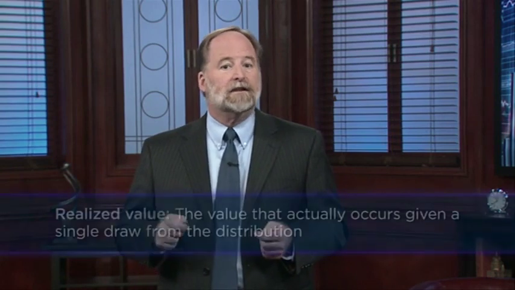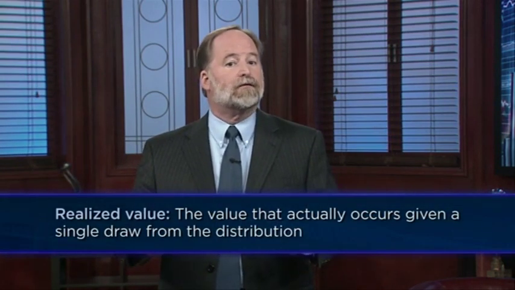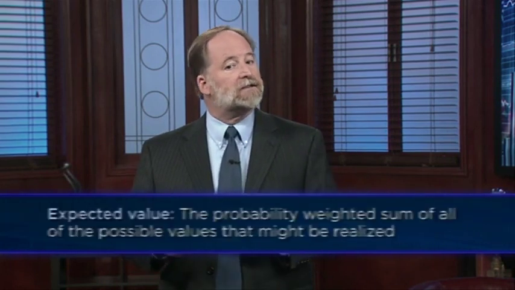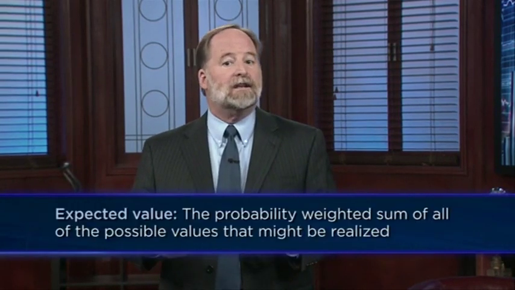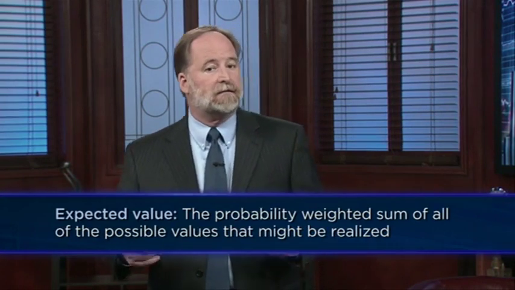In order to keep this in your mind, I will always use some terminology routinely used in probability and statistics. For a random variable, such as the return on a specific security, we might refer to the expected value and the realized value. The realized value is the value that actually occurs given a single draw from the distribution. The expected value is the probability-weighted sum of all the possible values that might be realized.